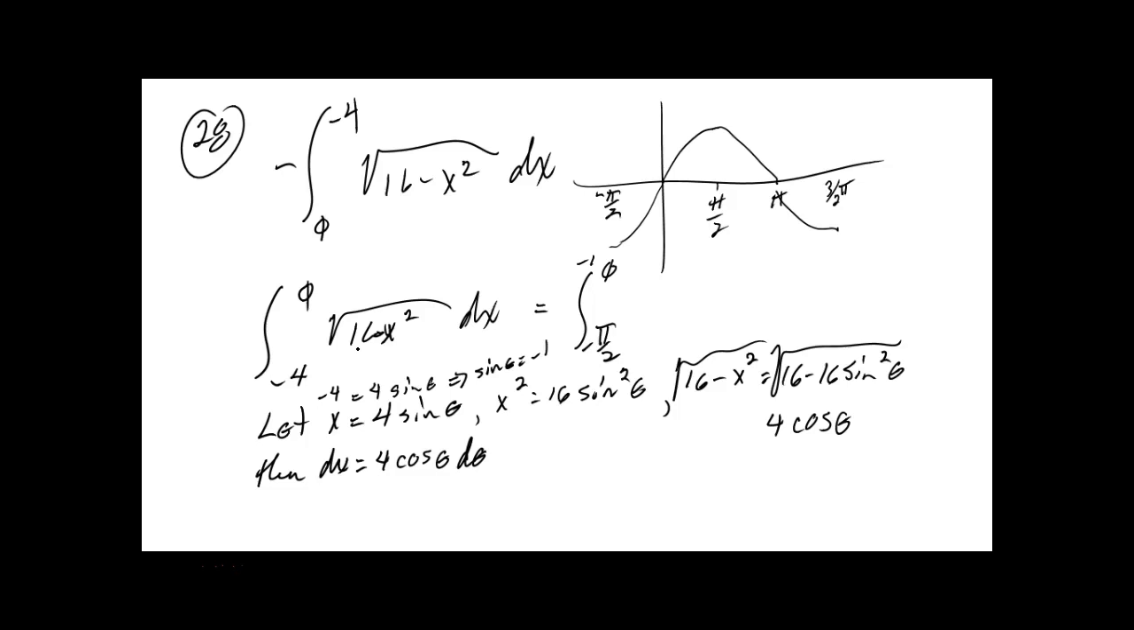But after this one, we can stop. I had to eat today. Sorry about that. All right, so let's do it from negative pi halves to 0. And our thing will be 16, because 4 times 4 is 16, cosine squared theta, d theta.